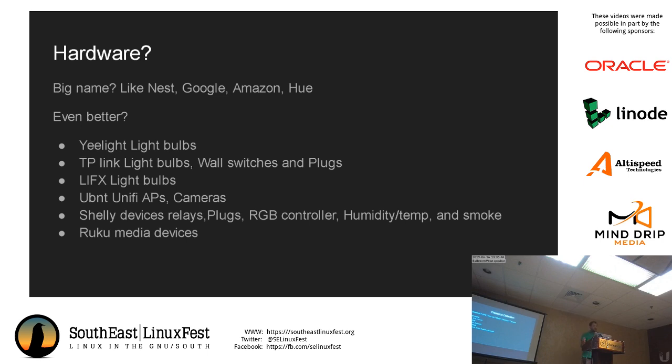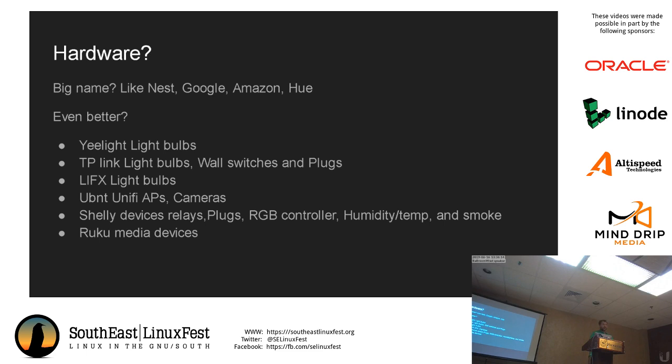So hardware. This is a big one in home automation: who do you go with? Do you go with a big name like Google, Nest, Hue, or Amazon? Based on their current track record and what they've done in the past, I would say hell no. They typically have limited APIs, if any, or if you have Nest products, they discontinue the API and shut down public access to it and only allow Google products to access said API.